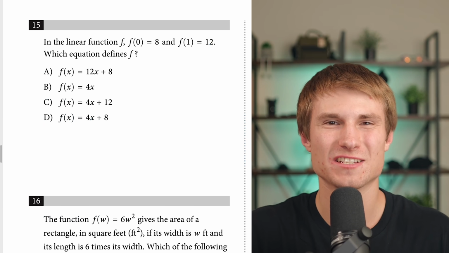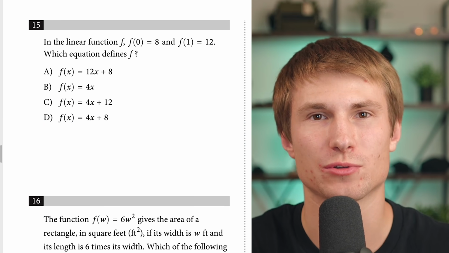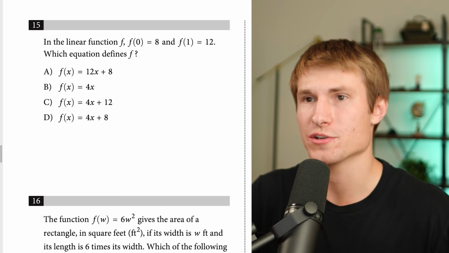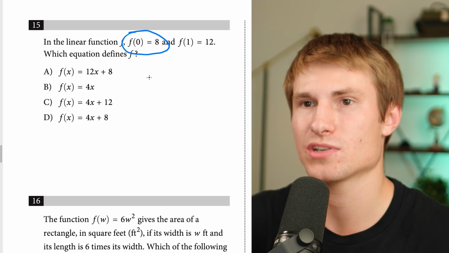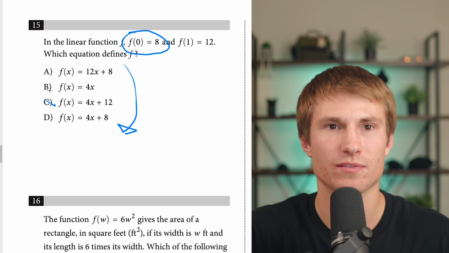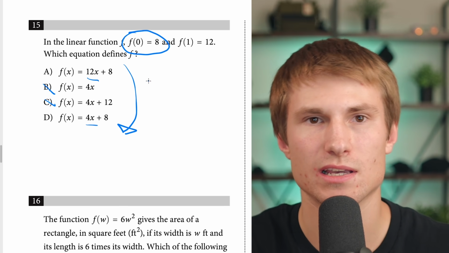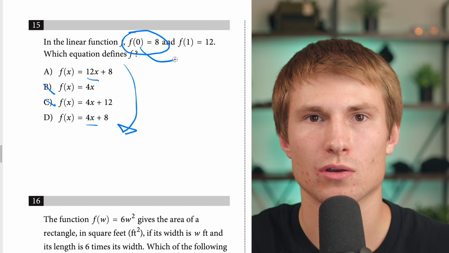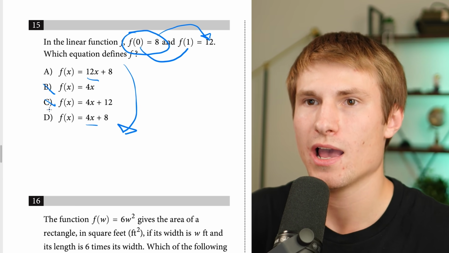Here's how to solve this SAT math question in under 30 seconds. Question 15 states in the linear function f, f of 0 is equal to 8 and f of 1 is equal to 12. Which equation defines f? Immediately I see I have that f of 0 is equal to 8, which means that my y-intercept is 8. I see all of these are in slope-intercept form, and I see the intercept of C and B is not 8, so I can get rid of them. Next thing I see is the difference between A and D is the slope. If I look at my slope, I'm going over 1 and I'm going up by 4, so my slope is 4, so my answer there has to be answer choice D.